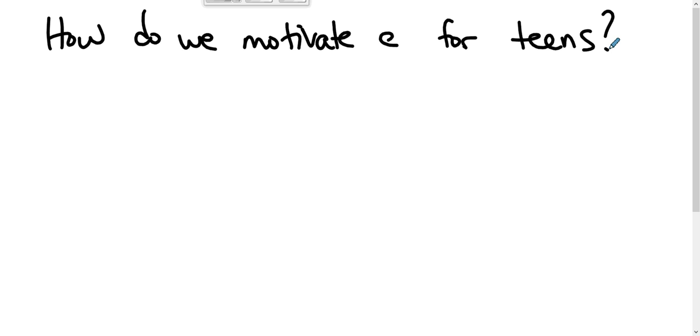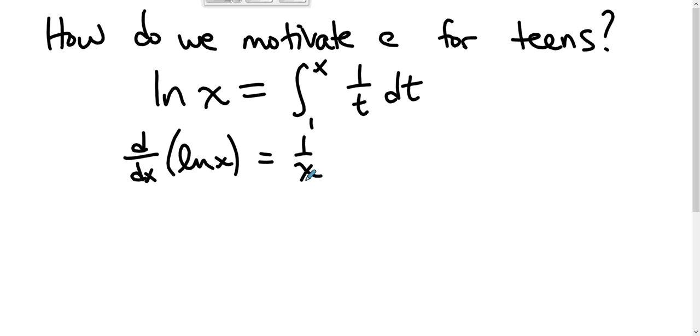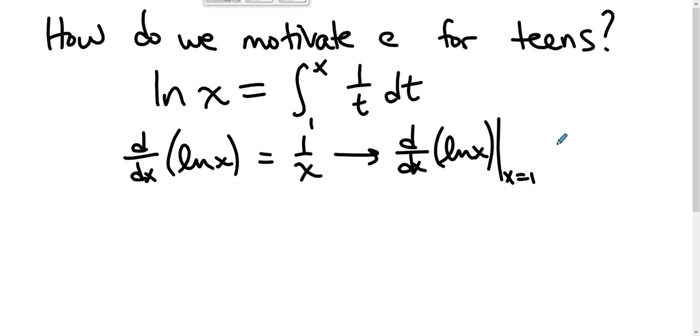So let's do some calculus. Let's remember that the natural log function is the integral from 1 to x of 1 over t dt. And so the derivative of the natural log of x is 1 over x by the fundamental theorem of calculus. And this means that the derivative of the natural log of x when x is 1 is 1.